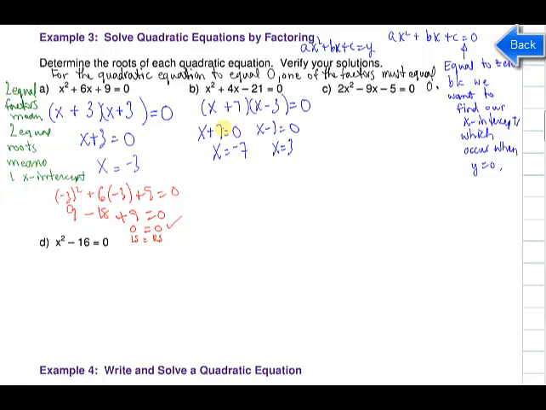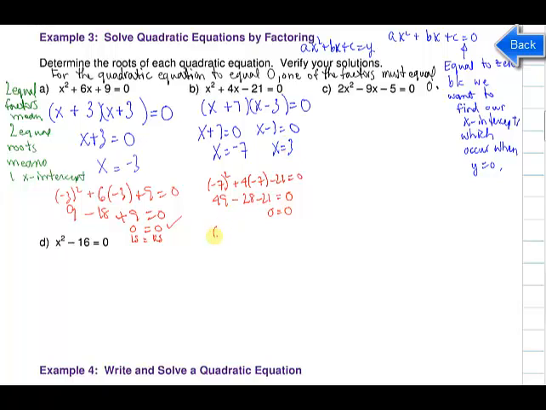Okay, so let's check our answer. We've got 2, right? We've got x is negative 7 and x is 3, so we need to check both of them. Always back into the original equation. So negative 7 squared plus 4 times negative 7 minus 21 equals 0. So 49 minus 28 minus 21 equals 0. So yes, 0 is equal to 0.